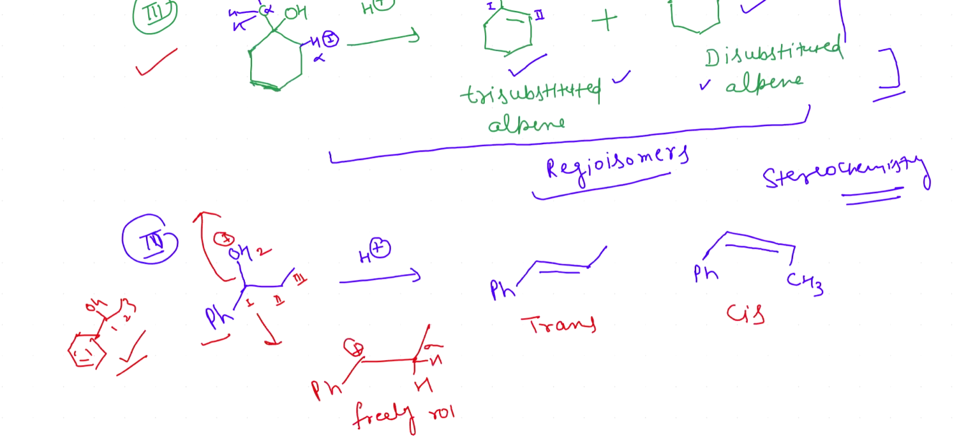So what happens on rotation? It will come to the downward direction. Clear? So that's why it can form the cis product. What is the difference between trans and cis product?